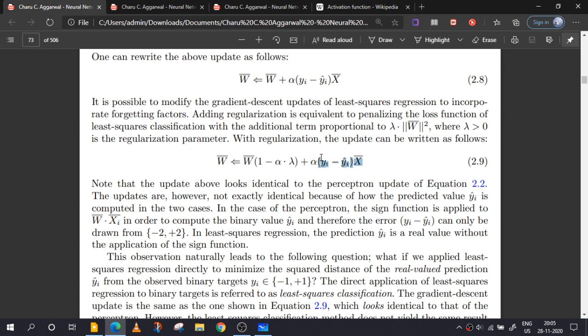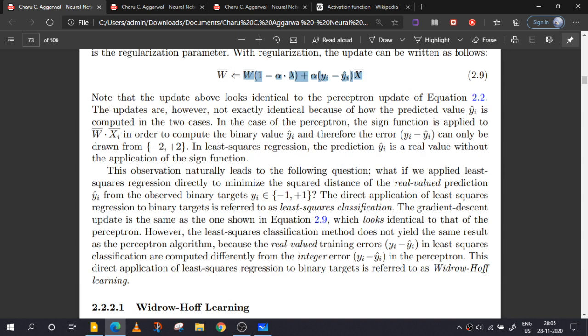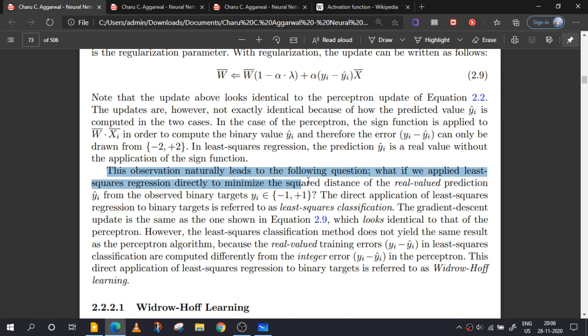So perceptron has the same equation as this. The updates are, however, not exactly identical because of how the predicted value yi is computed in the two cases. In the case of perceptron, the sign function is applied to w.xi in order to compute the binary value yi, and therefore the error yi minus yi hat can only be drawn from plus or minus 2. In least square regression, the prediction y hat is a real value without application of the sign function.